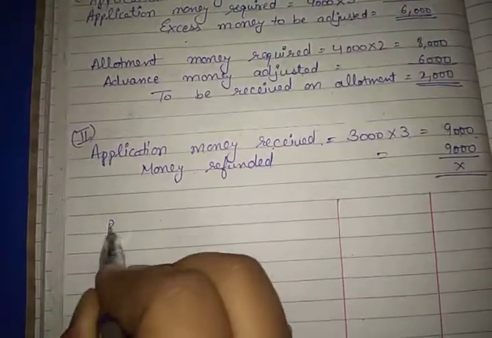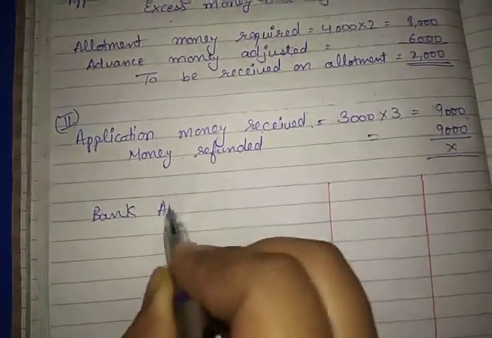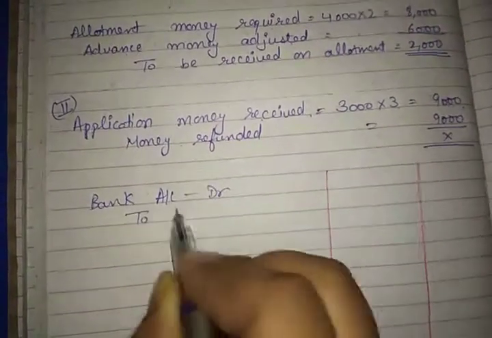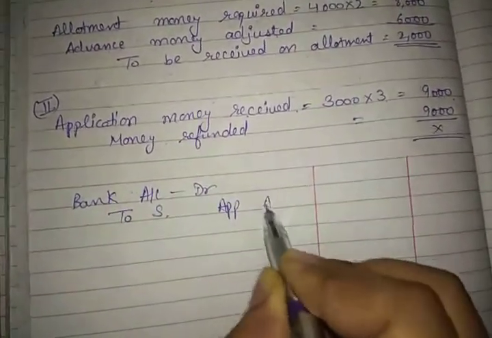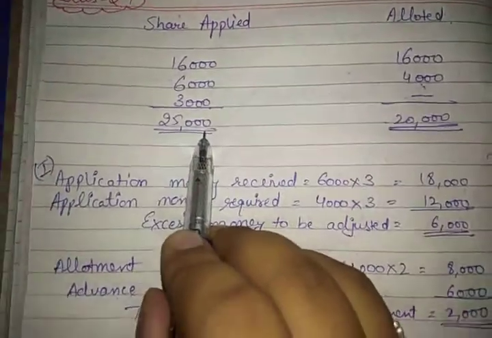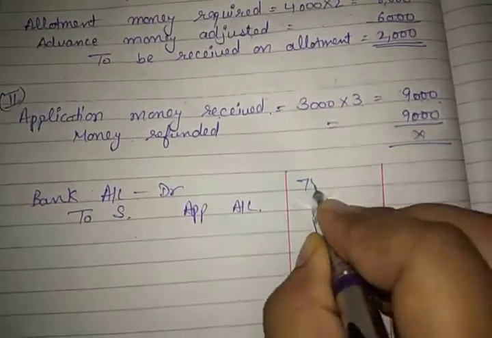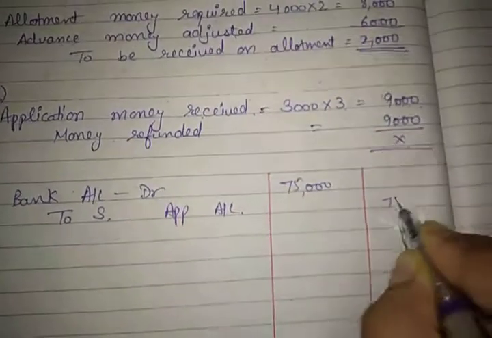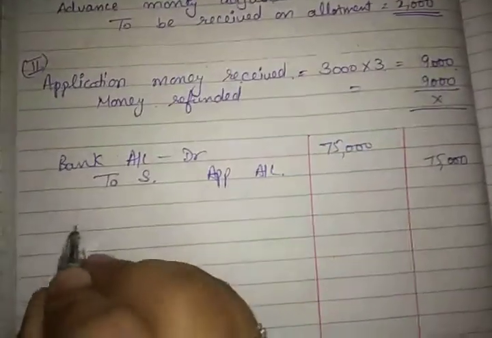So first of all we will do the entry for the receiving of application money. So bank account debit to share application account will be our first entry. And how much money have we received as application? We have received a total of 25,000 shares, at the rate of 3, so it will be 75,000 rupees that we have received on application.